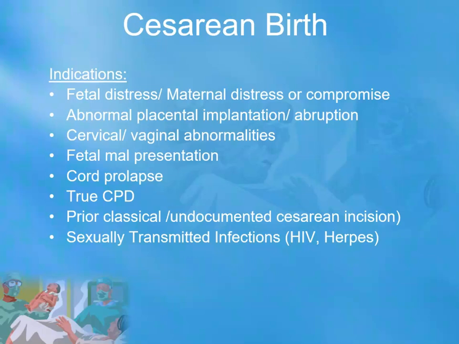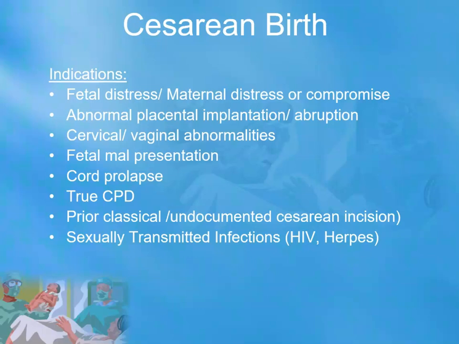Fetal malpresentation, the baby's not fitting, it's breech. Cord prolapse, we talked about that a little bit last time, where the cord falls out prior to the baby being delivered. So that would be a need for a C-section. True CPD, cephalopelvic disproportion. We know mom's pelvis is very tiny and she can't pass this baby no matter what. So we're going to plan a C-section. Prior classical, undocumented cesarean incision. So again, if they have a prior classical, they can't VBAC. They're going to be a C-section again.